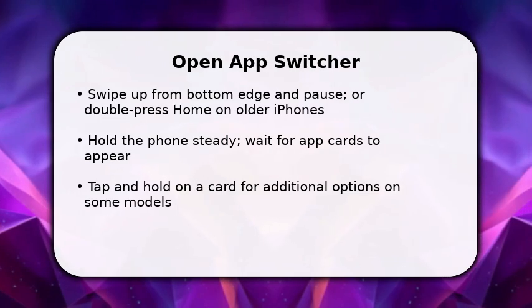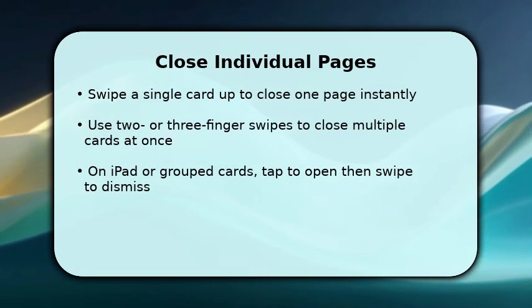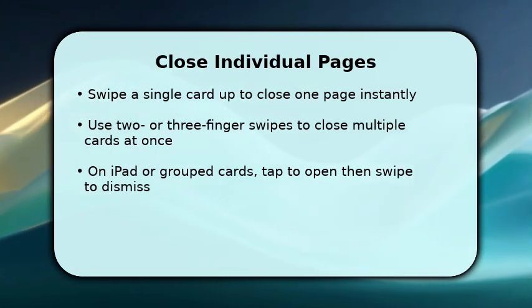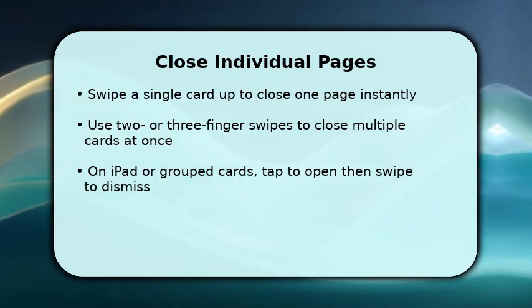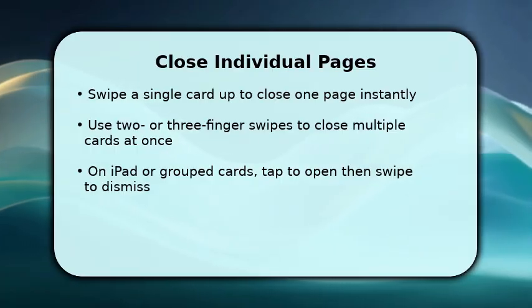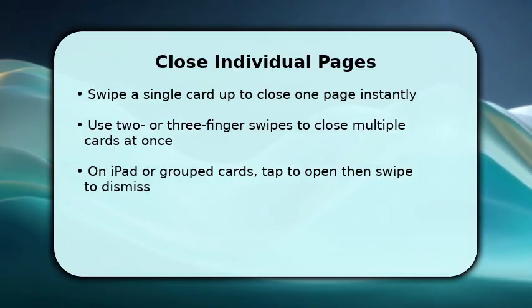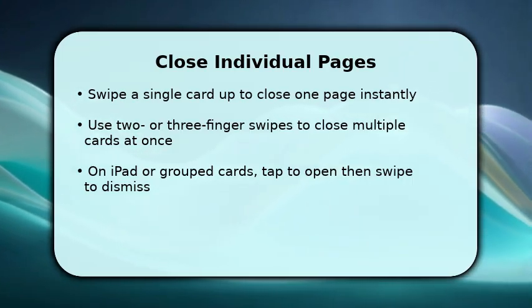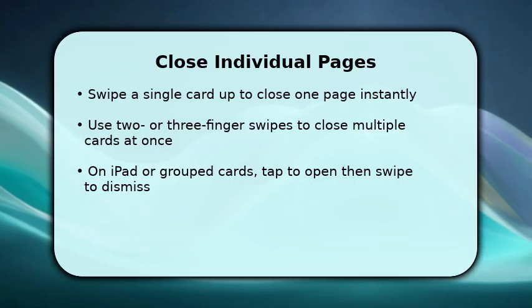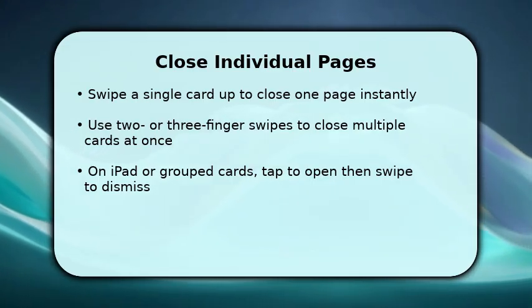That single gesture removes the tab or app instance immediately. For speed, use 2 or 3 fingers to flick multiple adjacent cards upward in a single motion, which closes several pages at once. If pages are grouped into stacks or on iPad, tap the stack to expand contents, then swipe individual cards upward. Once done, glance through the remaining thumbnails to confirm.